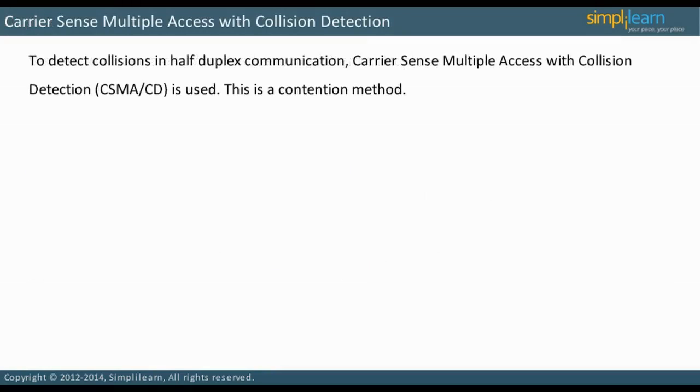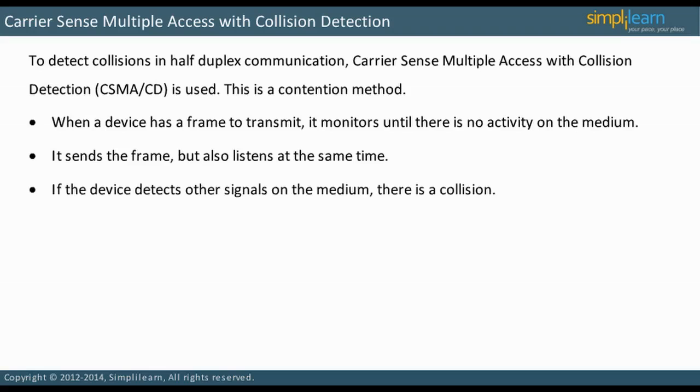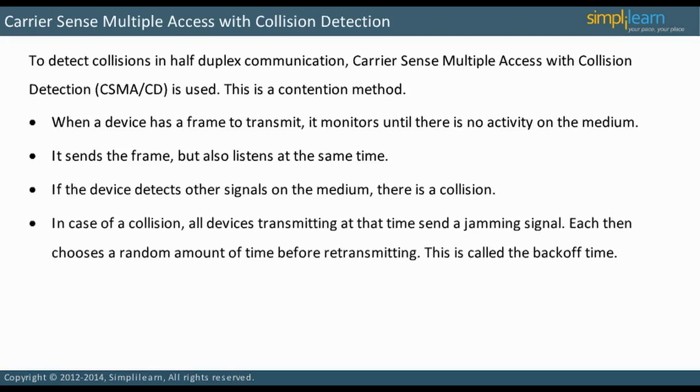To detect collisions in half duplex communication, carrier sense multiple access with collision detection, CSMA/CD, is used. This is a contention method. When a device has a frame to transmit, it monitors the medium until there is no activity. It sends the frame, but also listens at the same time. If the device detects other signals on the medium, there is a collision. When there is a collision, all devices transmitting at that time send a jamming signal. Then each device chooses a random amount of time before retransmitting. This is called the back-off time.